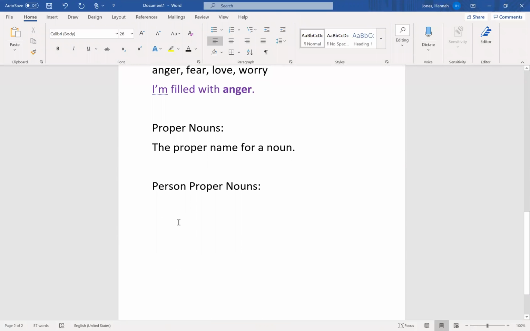So a person proper noun is simply that person's name, okay? Like Miss Hannah. Hannah is teacher, okay? That's my noun, teacher. But my proper noun is Hannah. So somebody's name. What's your sister's name? My sister's name is Sarah, okay? What's your brother's name? My brother's name is Sam. What's your dad's name? My dad's name is David. I also have a stepdad whose name is Randy, okay? I also have a father-in-law whose name is Mike.